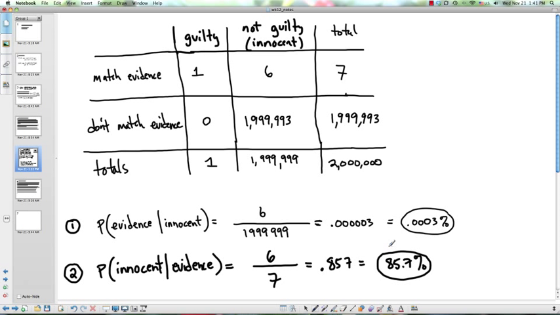But imagine the defense coming in and saying, if the person matches the evidence, there's just not enough statistical evidence to suggest that you should convict, because there's a very high probability, an 85% chance, that the person is completely innocent, because we had 7 people that matched the evidence, right? 6 of them are completely innocent. So there's an 85% chance that we've got somebody here who is completely innocent, even though they match the evidence.